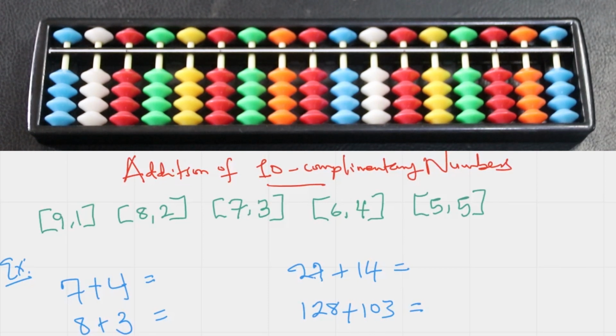What is the 10 component of 7? The 10 component of 7 is 3. What is the 10 component of 3? The 10 component of 3 is 7. They are in the same pair. What is the 10 component of 6? The 10 component of 6 is 4.